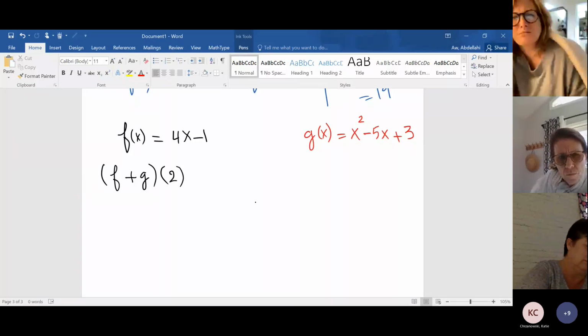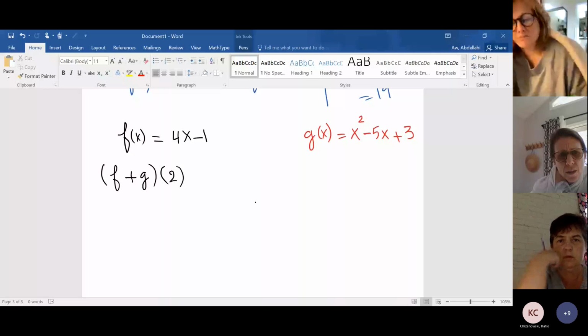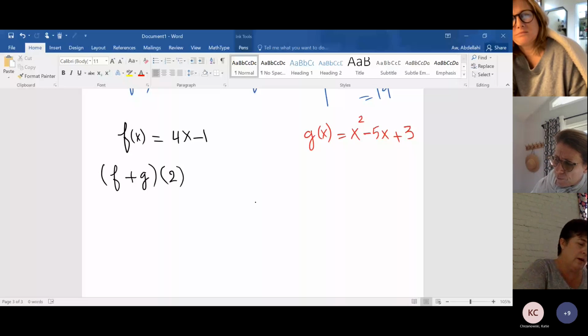How are you going to get f of 2? How do we calculate f of 2? It's 4 times 2 minus 1, right? You substitute 2 in f. How do we get g of 2? You substitute 2 in g, right?